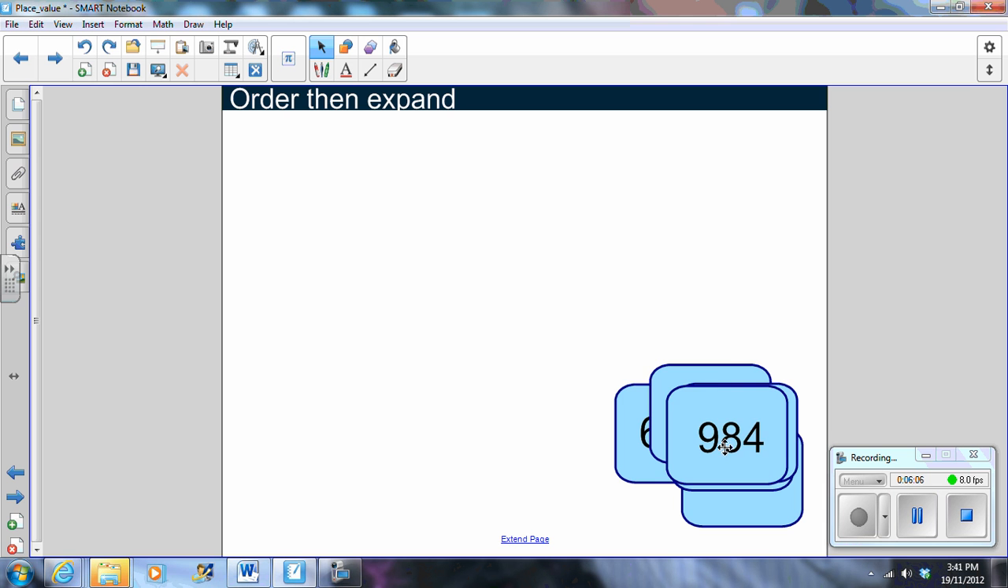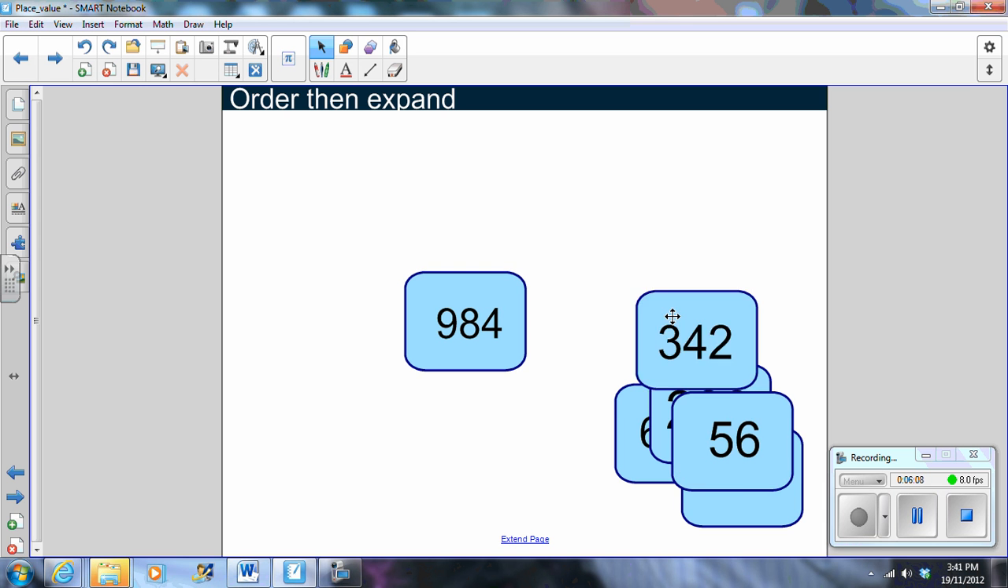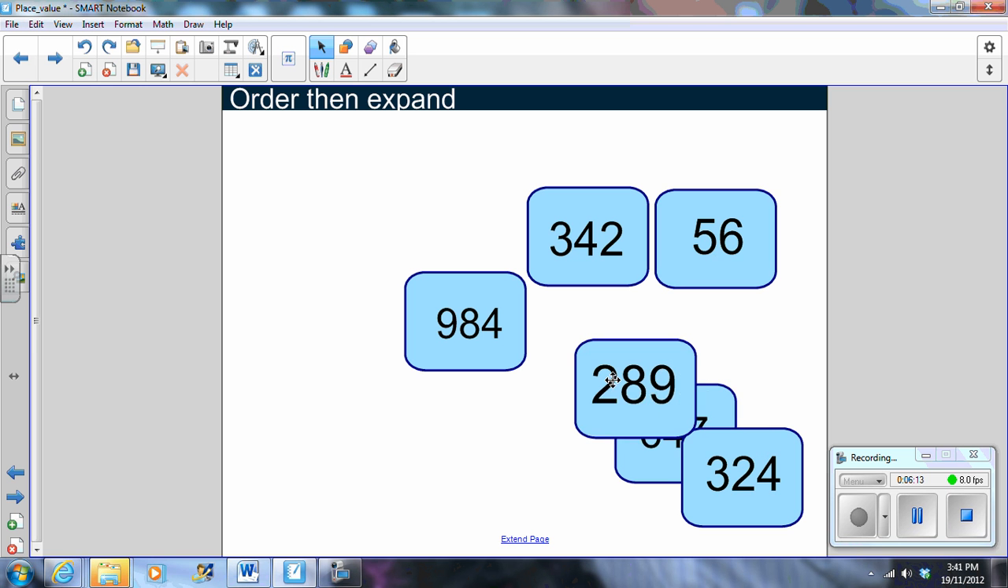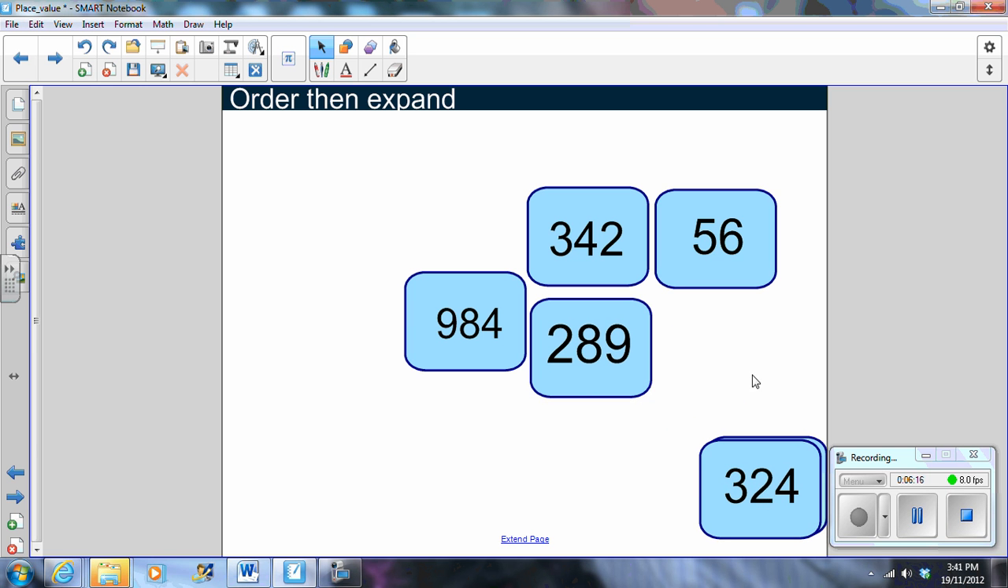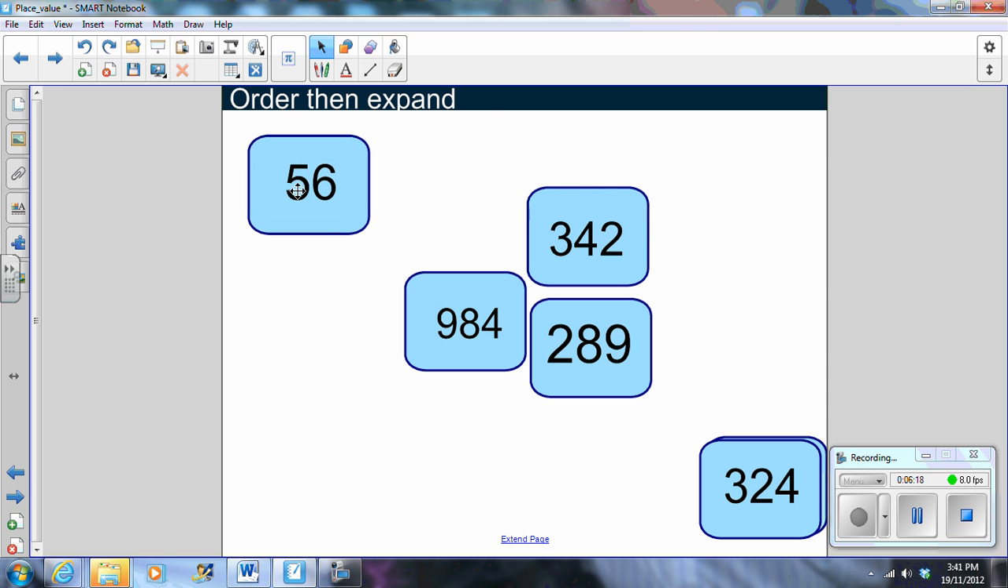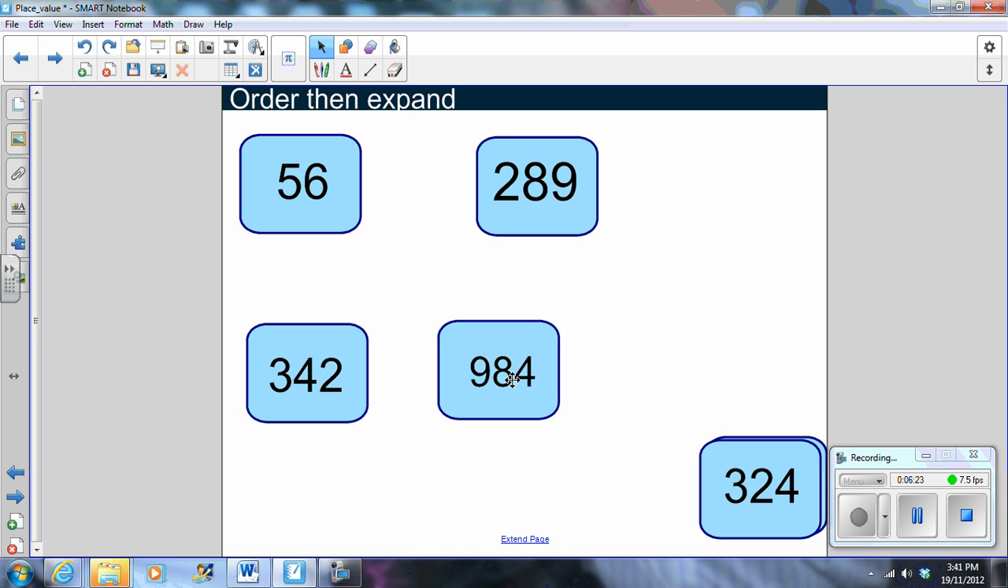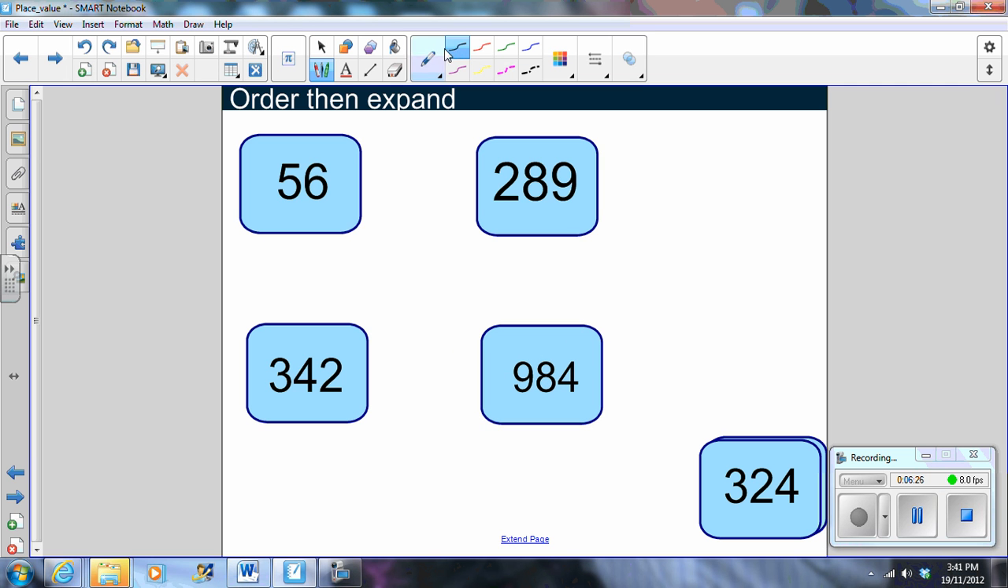This activity here, you had a worksheet with some numbers and you were asked to first of all order and then expand. So let's just take these 4 numbers. We won't worry about those ones. Okay, let's order from the smallest to the largest. And then you're asked to write them in expanded notation underneath. So this would be 50 plus 6. Whoops, I'm not on a smartboard. This one would be 200 plus 80 plus 9.